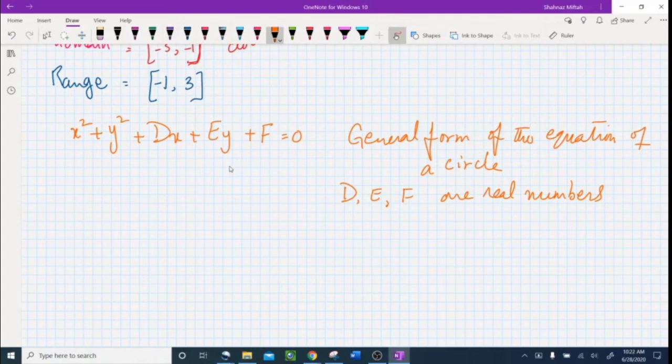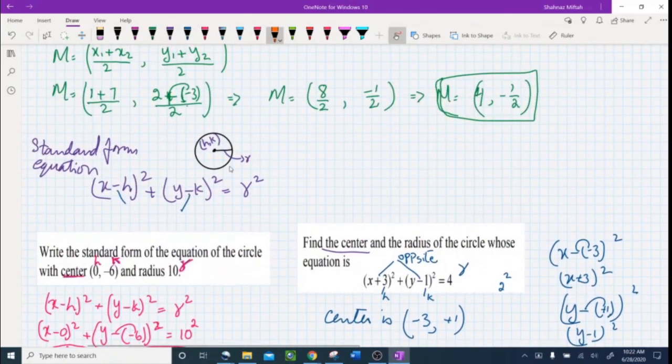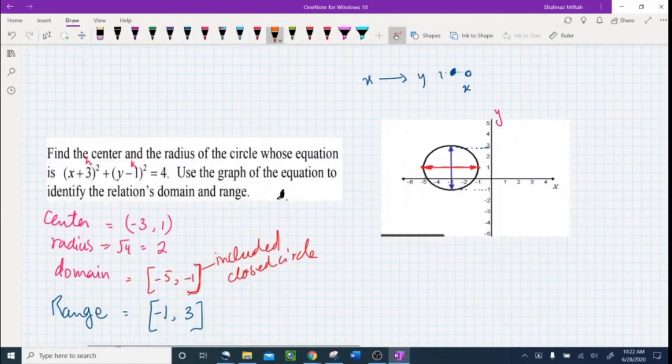And you know my standard form was x minus h squared. Let me show you that one. This one, that's my standard form, right? So x minus h whole squared plus y minus k whole squared equals r squared. How do I change it to that?